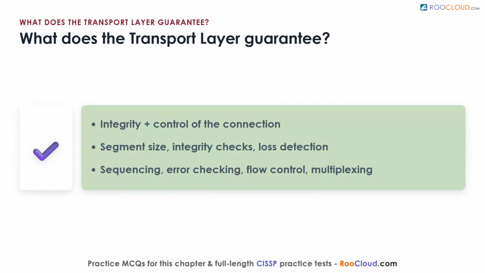What does the transport layer guarantee? It manages the integrity and control of the connection. It establishes a logical link between 2 nodes and defines the rules of the session, how big each segment can be, how integrity is checked, and how lost data is spotted. It handles sequencing, error checking, flow control, and multiplexing. Think of it as a shipping manager who numbers every carton, confirms each arrives, and reorders whatever went missing. Its main occupants are the reliable transport protocol, its lightweight, connectionless cousin, and transport layer security.